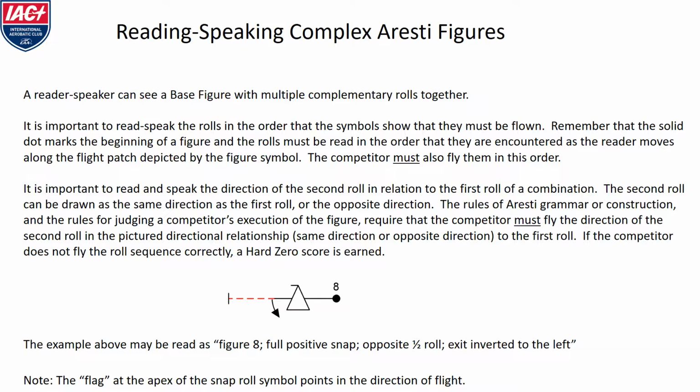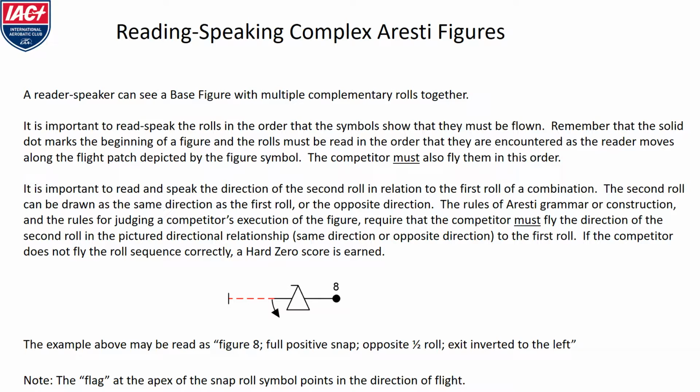It is important to read and speak the direction of the second roll in relation to the first roll of a combination. The second roll can be drawn in the same direction as the first roll, or the opposite direction. The rules of Aresti grammar or construction, and the rules for judging a competitor's execution of the figure, require that the competitor must fly the direction of the second roll in the pictured directional relationship, same direction or opposite direction, to the first roll. If the competitor does not fly the roll sequence correctly, a hard zero score is earned.